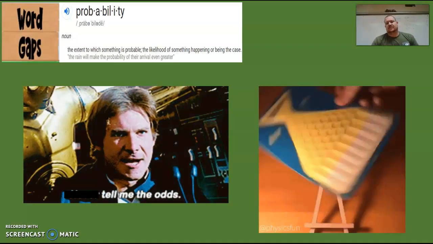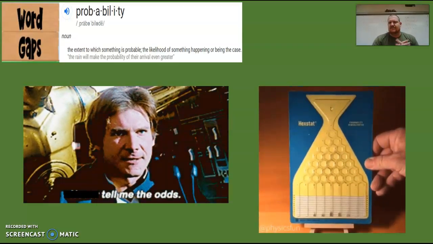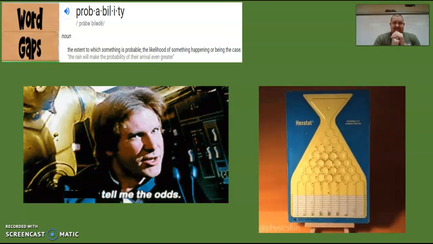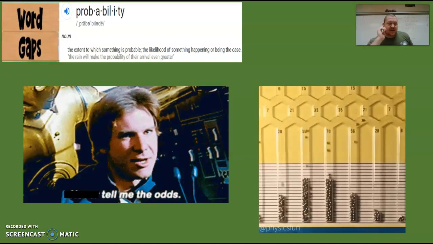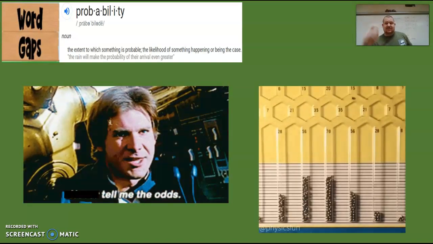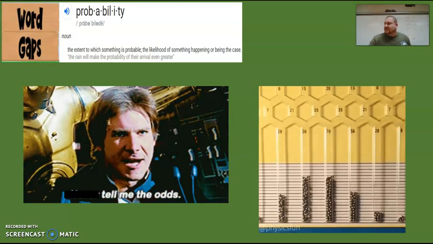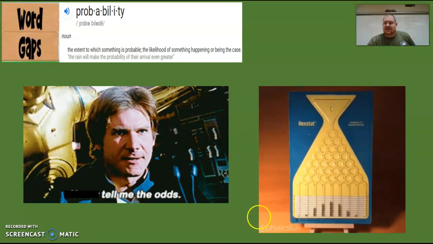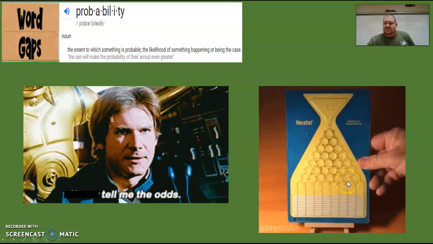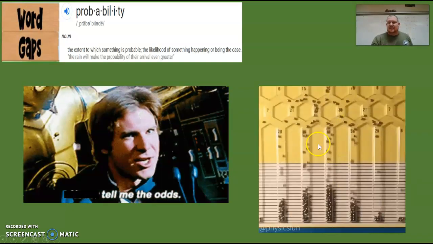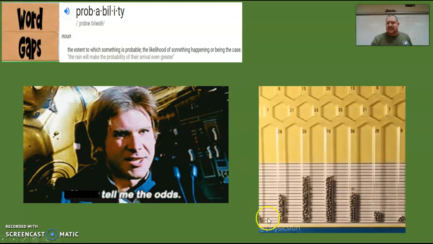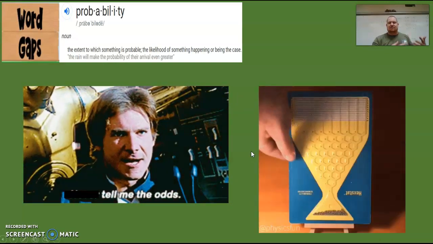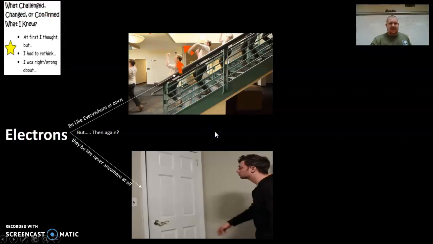So, just all the same, probability, a little word gap here, signpost. Probability is the extent to which something is probable, the likelihood of it happening. So you see Lando saying, tell me the odds, here's somebody talking about the odds, just talking about probability. And then we got this thing over here, the probability of them landing in the tubes or whatnot. So how likely will something happen? What are the odds when we think about probability?